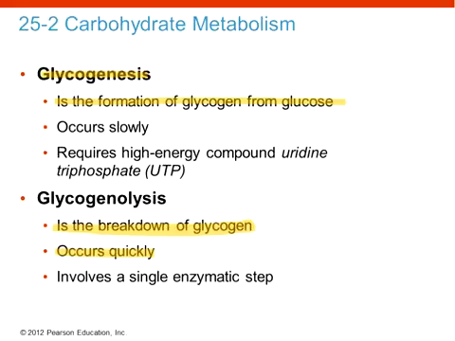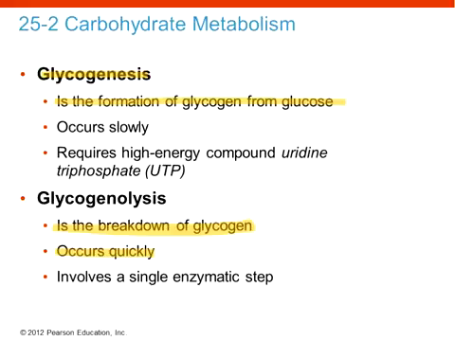So a little bit more terminology here. Glycogenesis is the formation of glycogen from glucose. It's a slow process, and it requires a high energy compound in order for this to take place. Remember, glycogen is stored in your liver and also in your muscles.